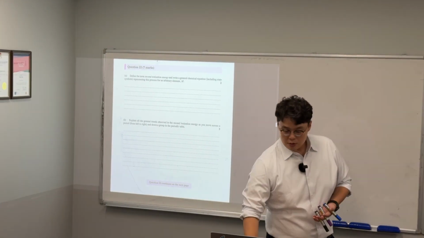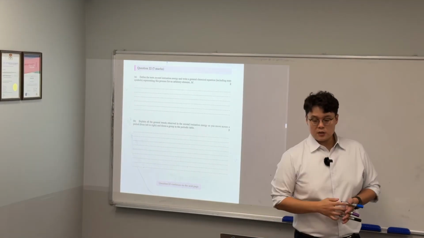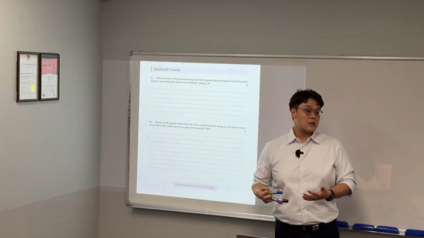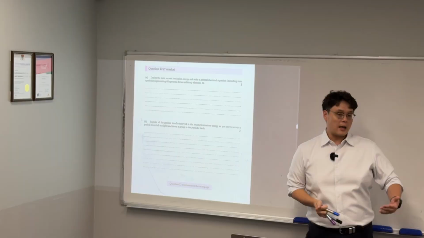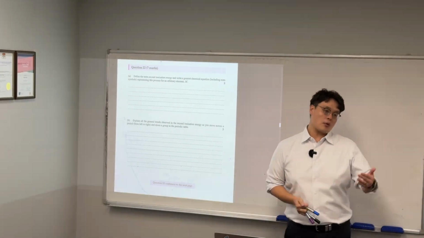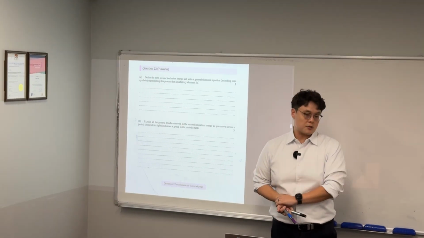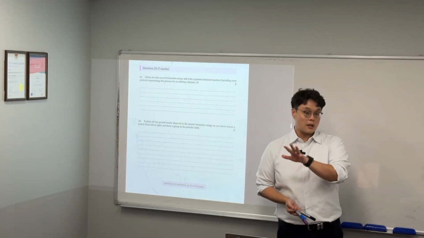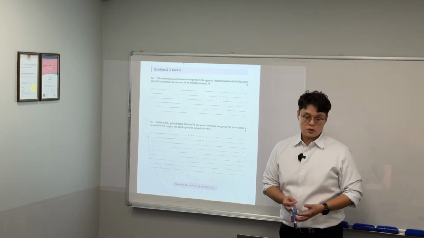So what does the second ionization energy mean? Starting with the ionization energy, it's the energy required to remove the valence electron. But when we say second ionization energy, it means the energy required to remove the second valence electron. That's the meaning behind that. Or it doesn't have to be valence, it could be just the second electron from the given structure.